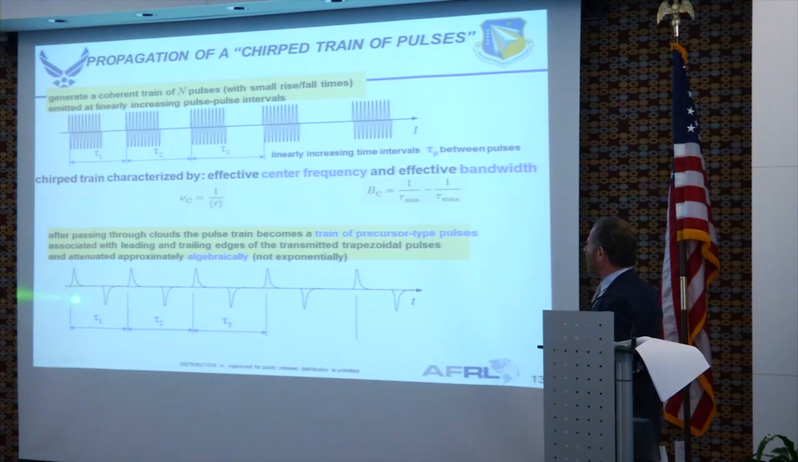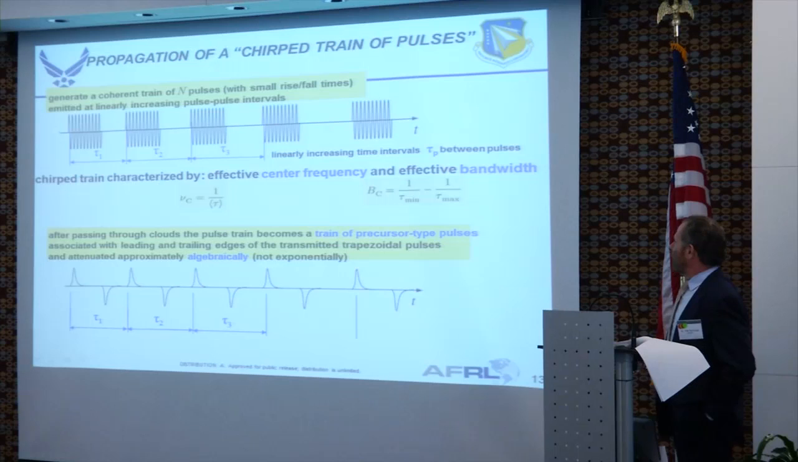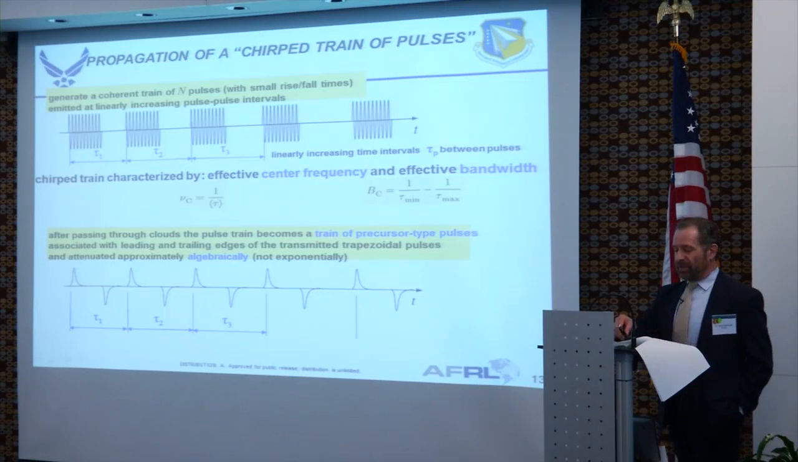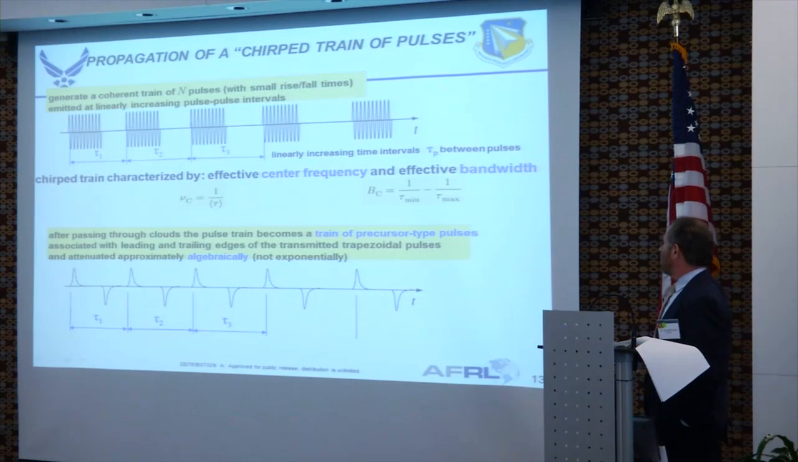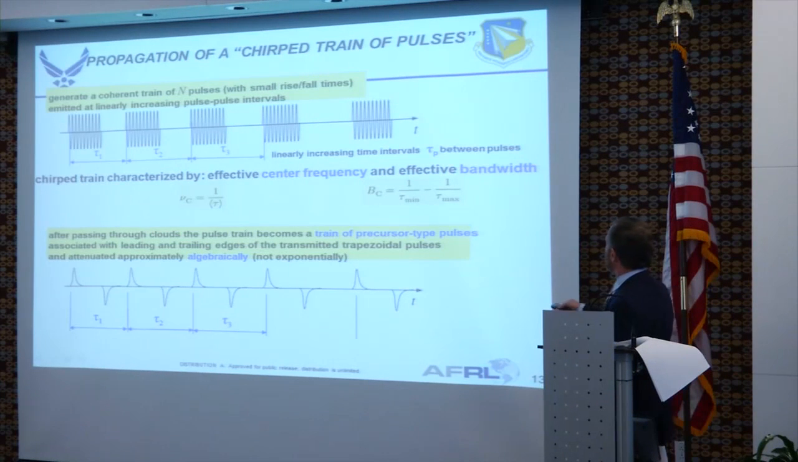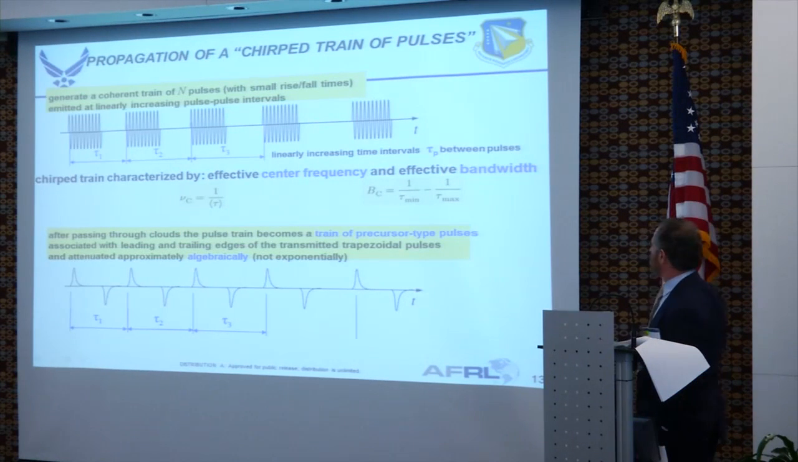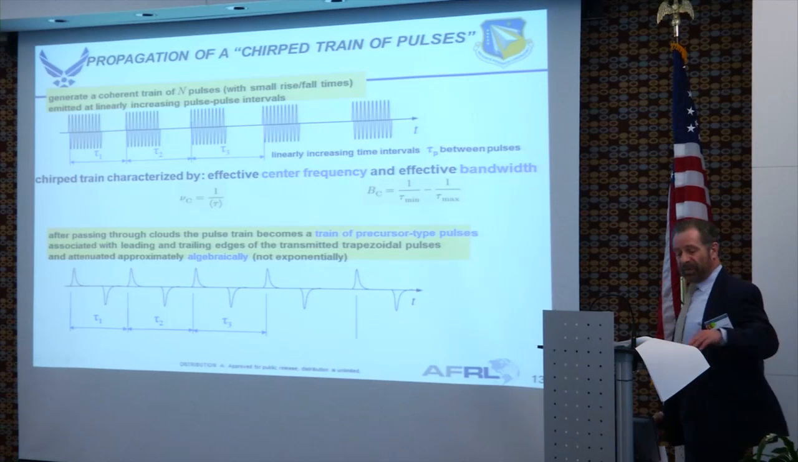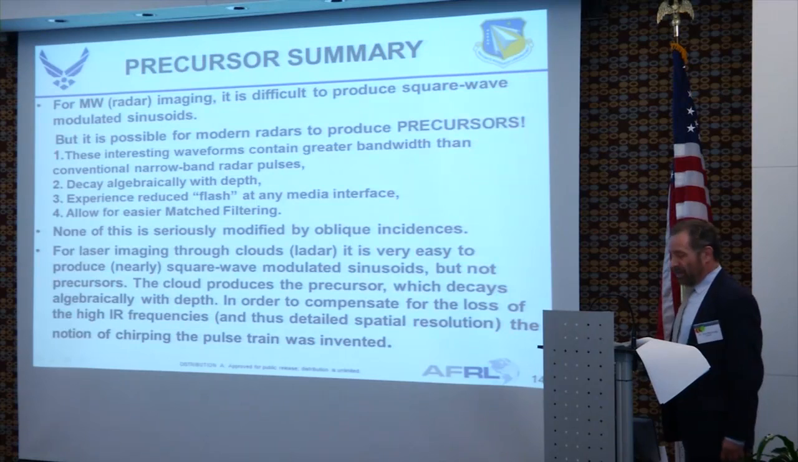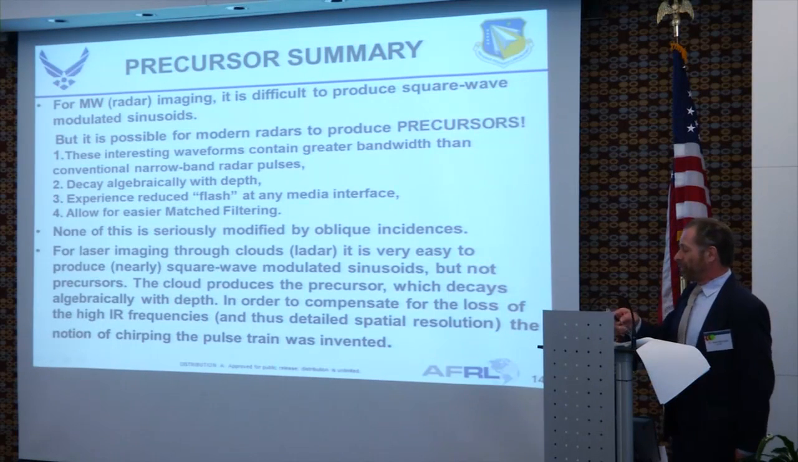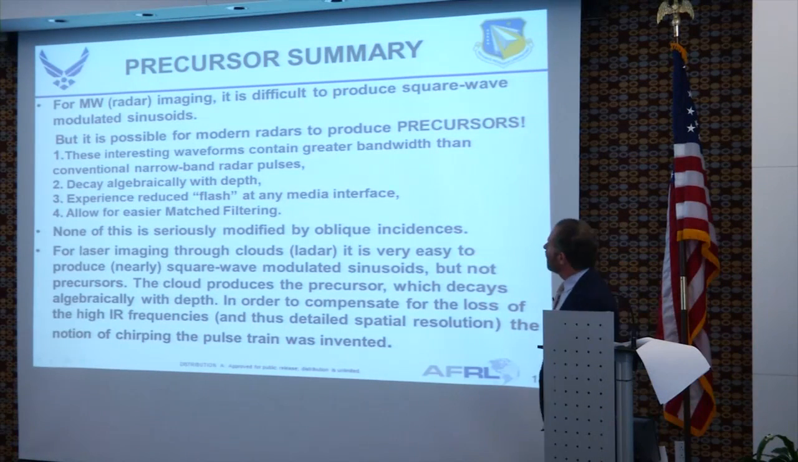But anyway, what you get out of the bottom of the cloud is a sequence of precursors. As they said, a train of them. They're sequentially also further apart, and they do give you a lot of bandwidth. Here's the difference between the maximum and minimum of the wavelength. So let me sort of produce a summary at my own risk, I guess.